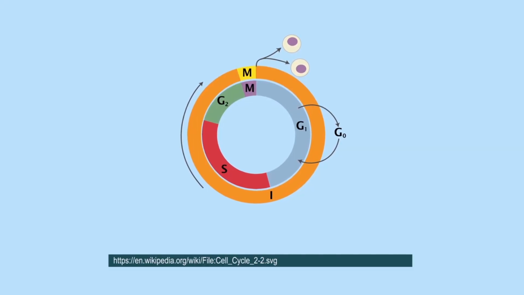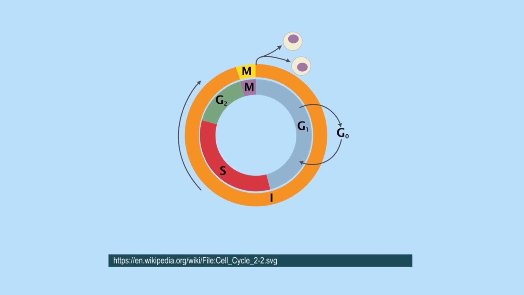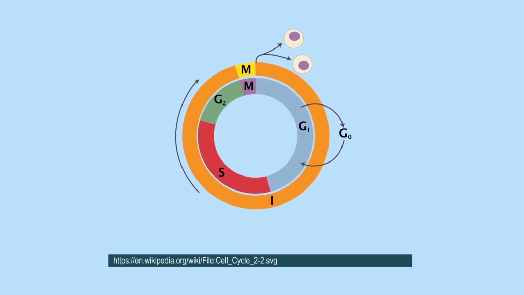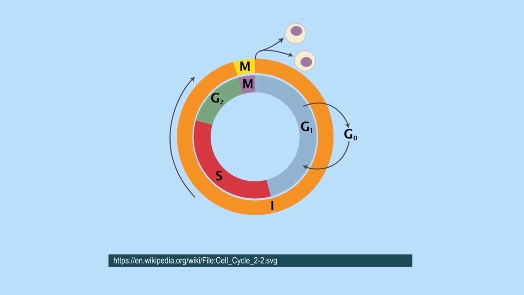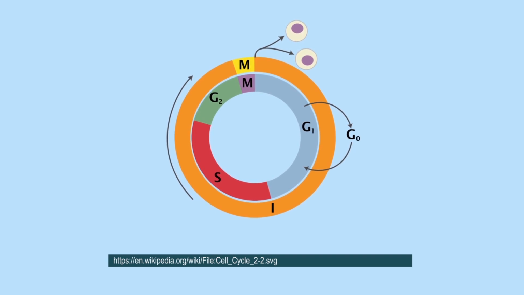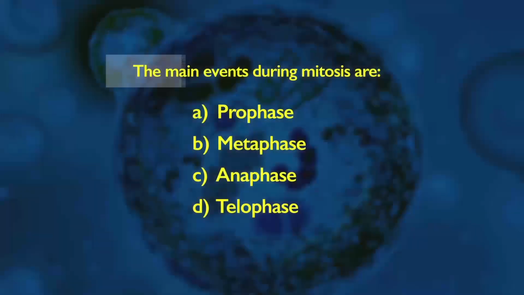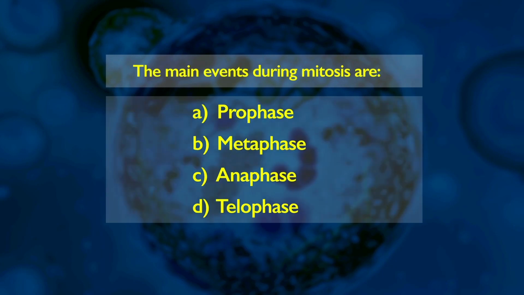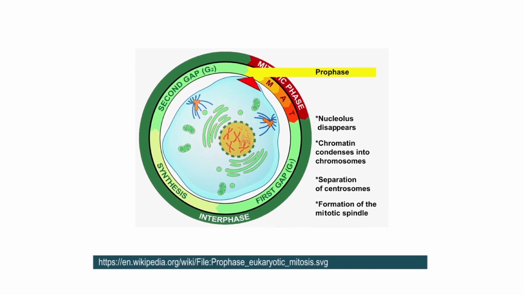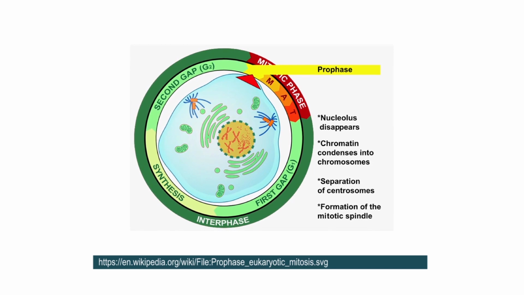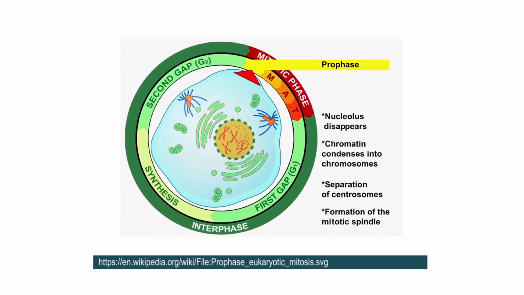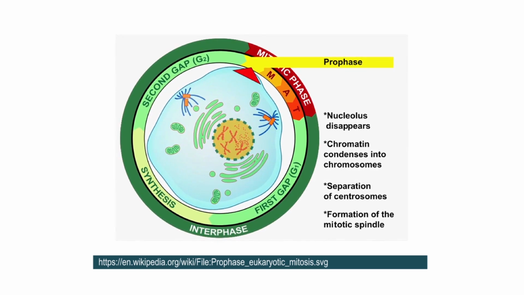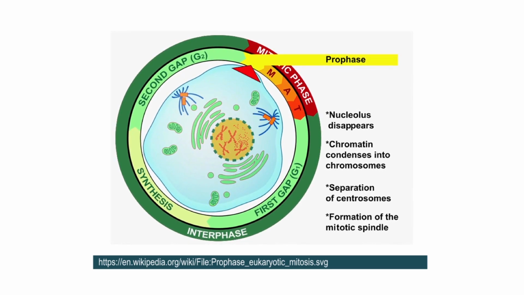Mitotic cell division occurs in the M phase of the cell cycle, usually after DNA replication in the S phase of interphase, leading to the formation of two sister chromatids from each chromosome. The main events during mitosis are: the first stage is the prophase. It is the initial phase of mitosis characterized by thickening and condensation of the chromosomes, shrinkage and disappearance of the nucleolus, and the initiation of spindle formation by a group of fibers.